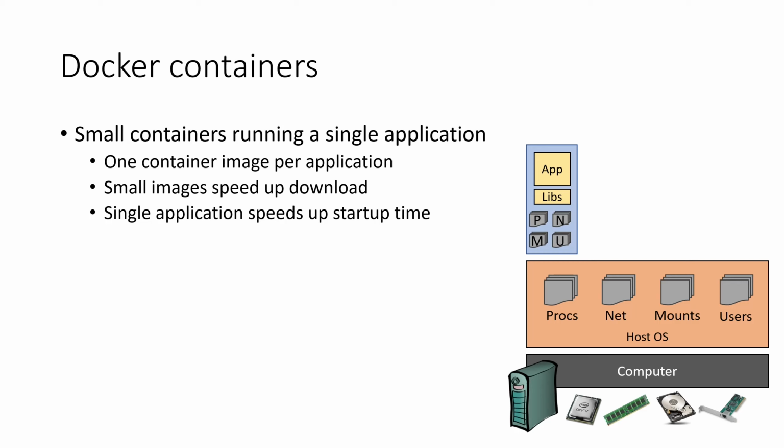Because Docker containers run a single application, the images are small, which speeds up download. So when we need to run a new container, we can download its image rather fast. And starting the container is fast as well because there's a single application to start up.